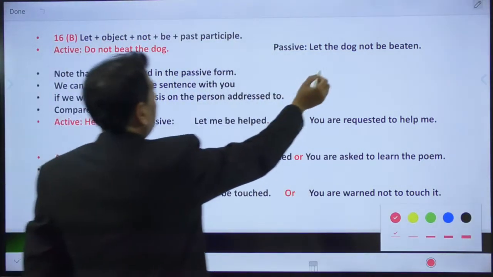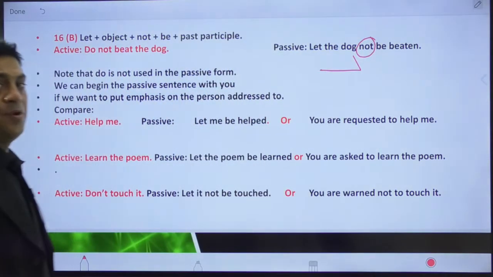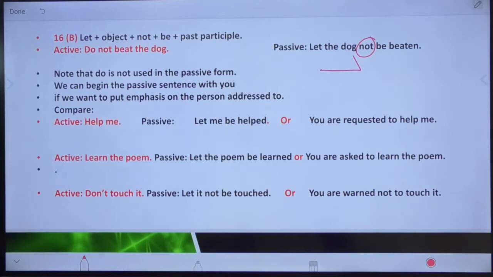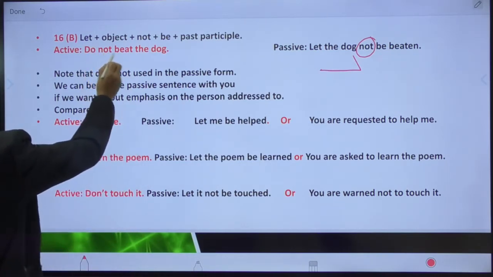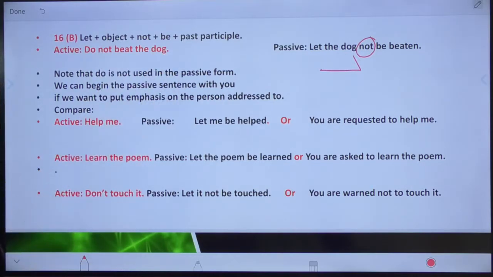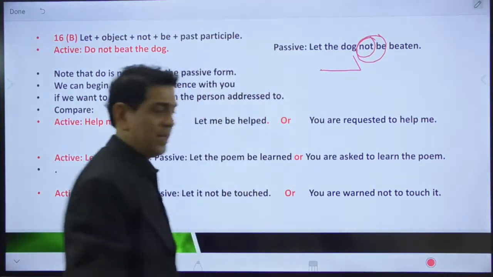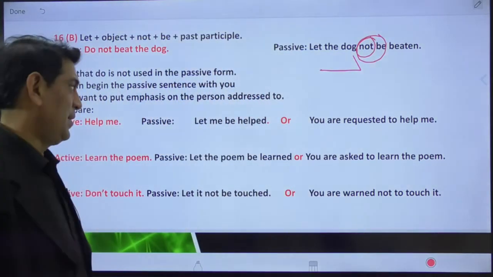It starts with let the dog, then not. You need to understand this. Let the dog not be beaten. Let the dog not be beaten. And always remember, not and be will be together. It will not be separated. Okay.